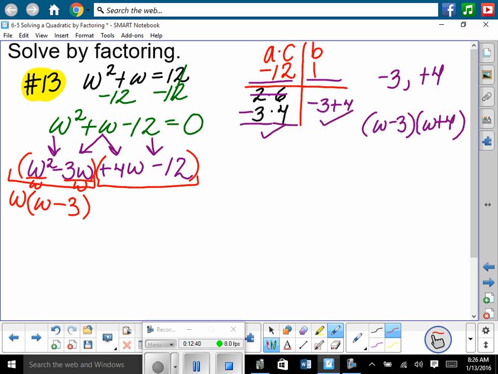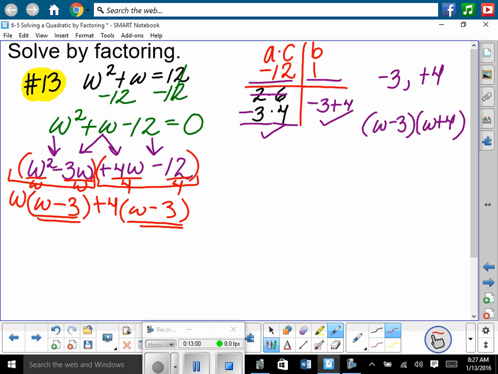Okay, in this group, what's in common? 4. Positive 4. So we're pulling out positive 4. So we're dividing each thing by positive 4. So then left is w minus 3. W minus 3. Now you check your safe haven. Safe haven, it better be the same. And it is, so we factored this correctly.